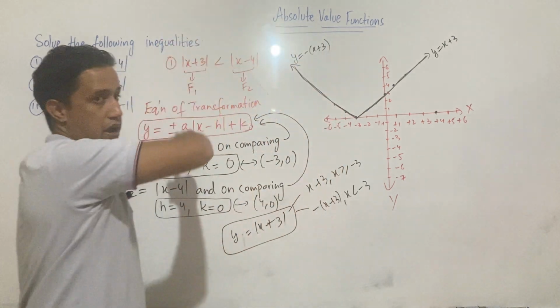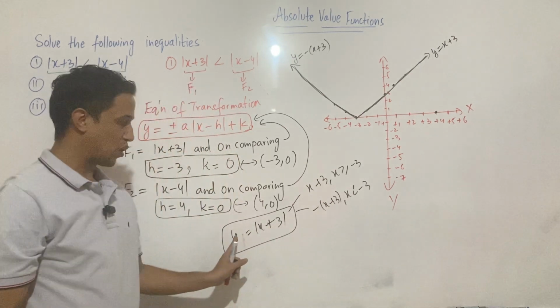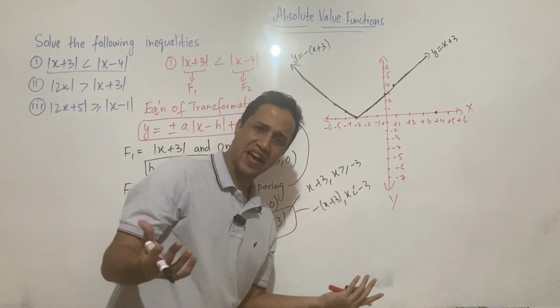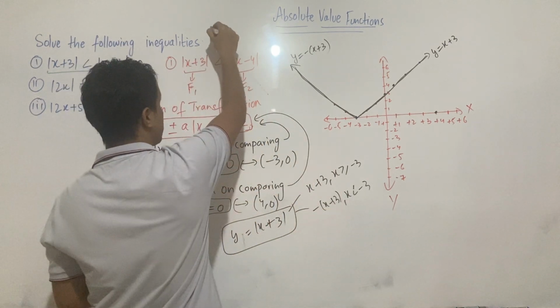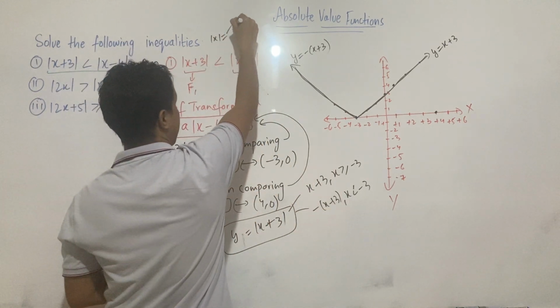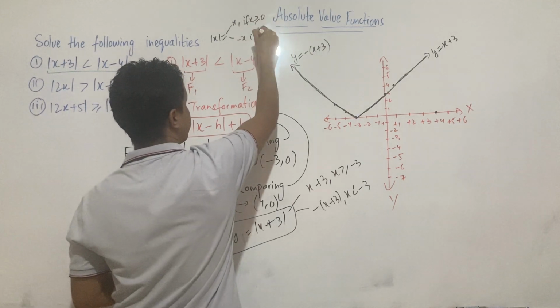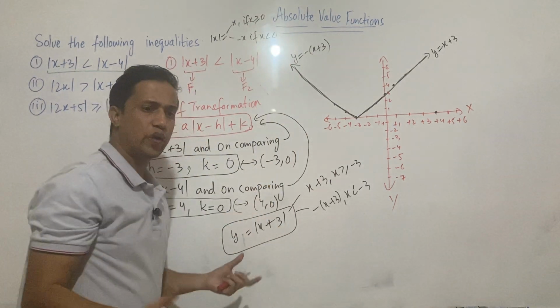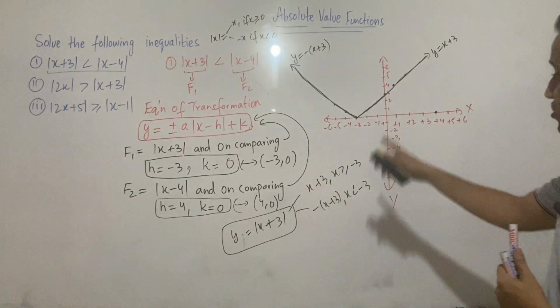See here, why? Because for x less than -3, y is equal to minus x plus 3. This is simple because when we define the absolute value function, we always say it's x if x is greater than or equal to 0, and minus x if x is less than 0. So we are just making use of the basic things, right? So we are done with it.